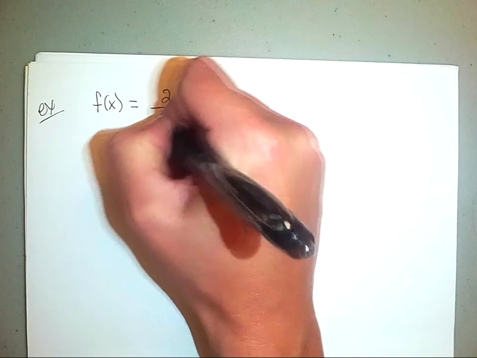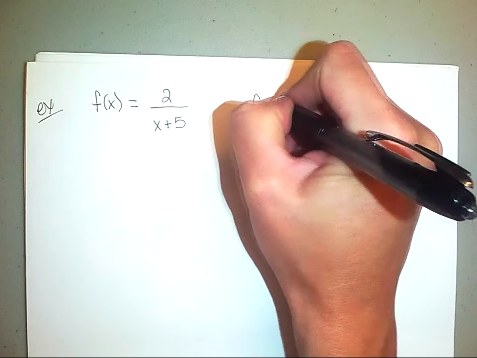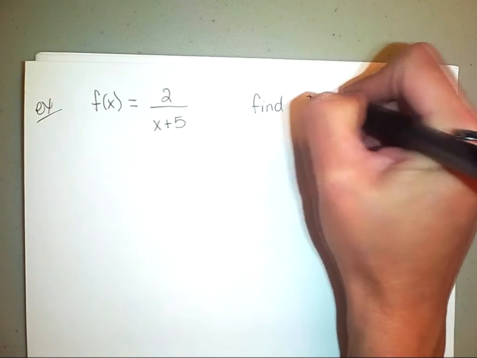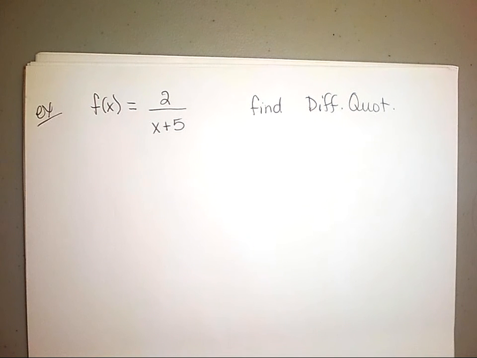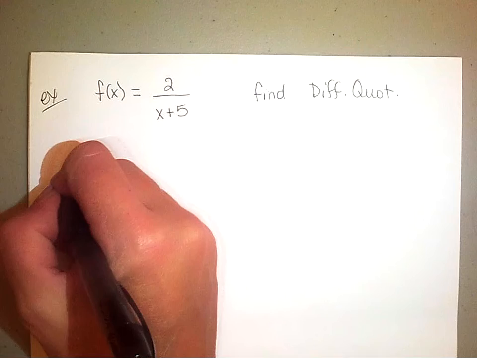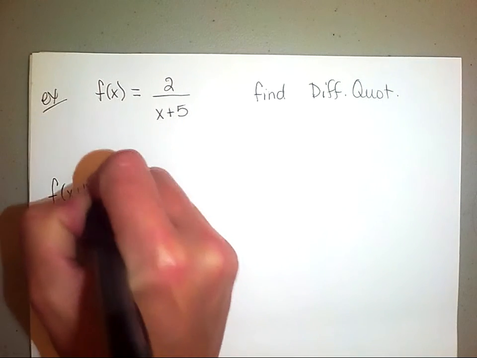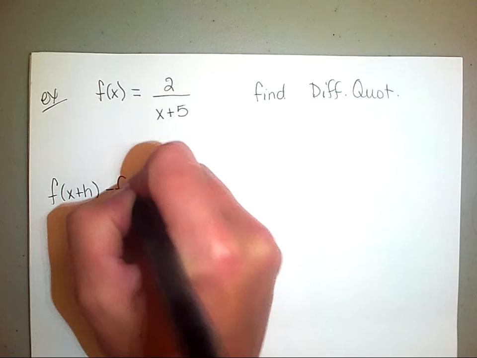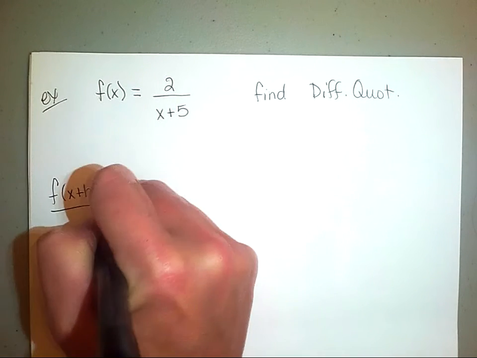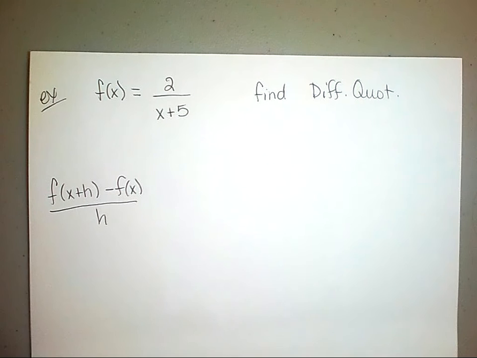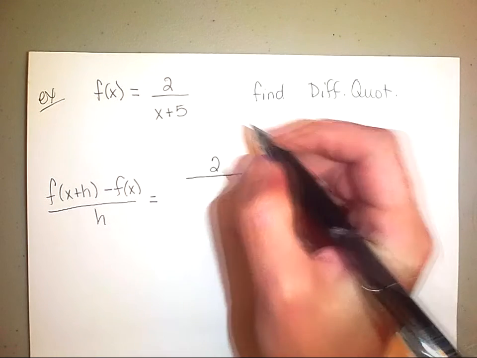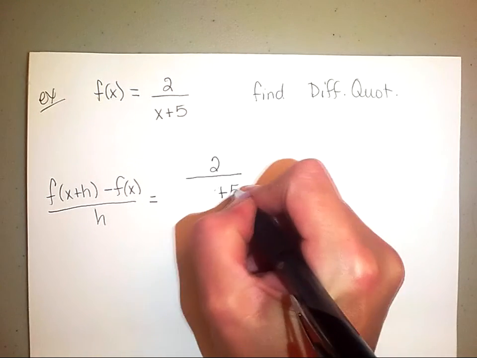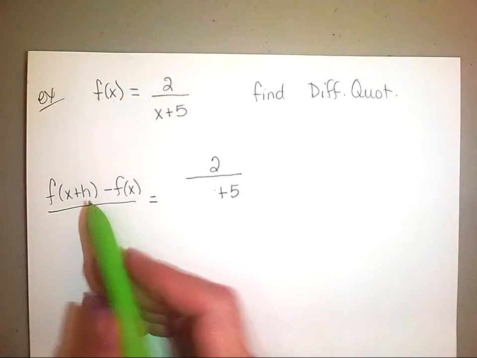Alright, let's do a more difficult one. This is going to cause us to remember how to work with fractions. Let's say our function is 2 over x plus 5, and we want to find the difference quotient. So first let's write down what that would be. The difference quotient is f of x plus h, then we subtract off f of x, and we divide that whole thing by h.